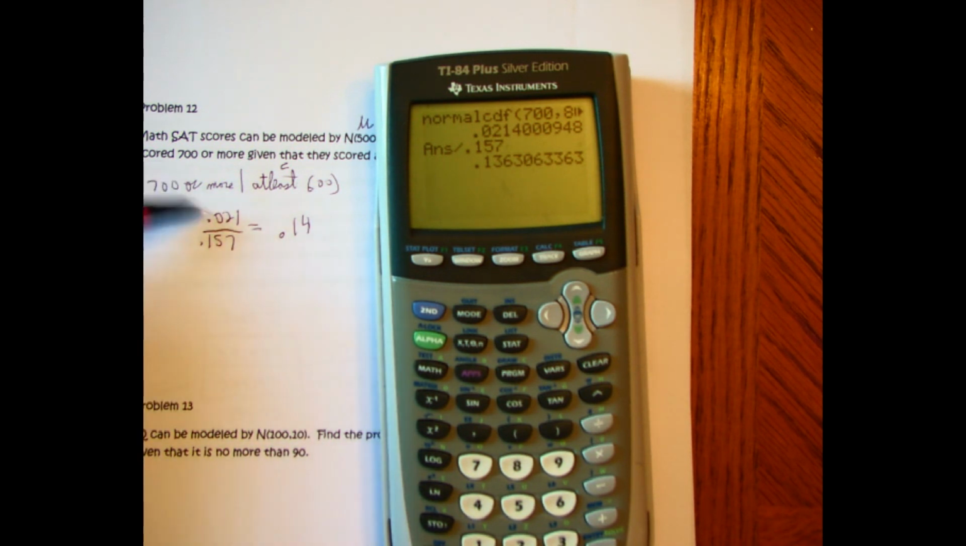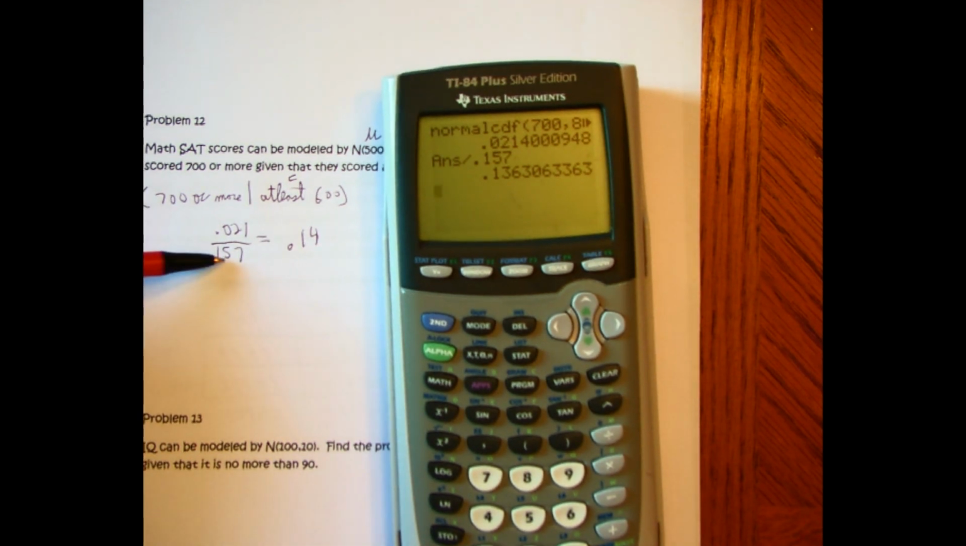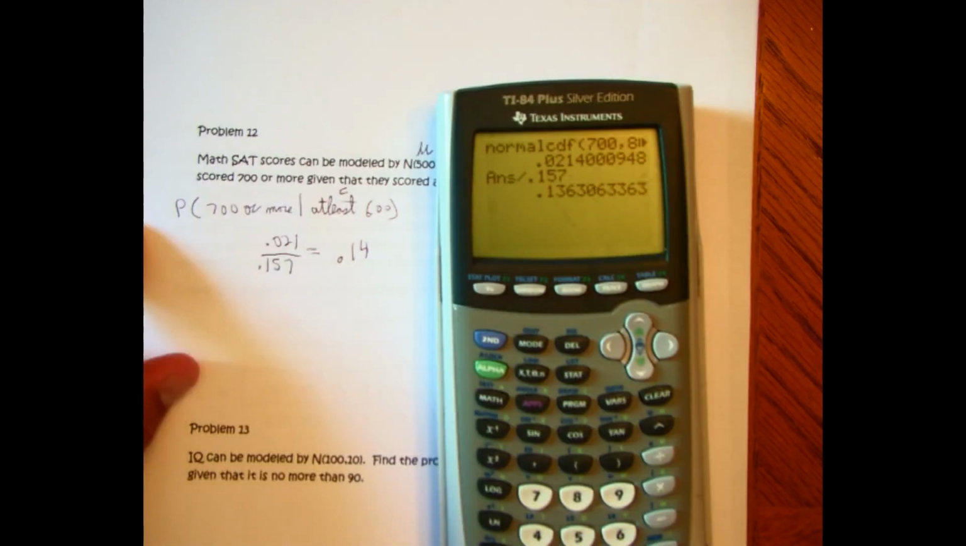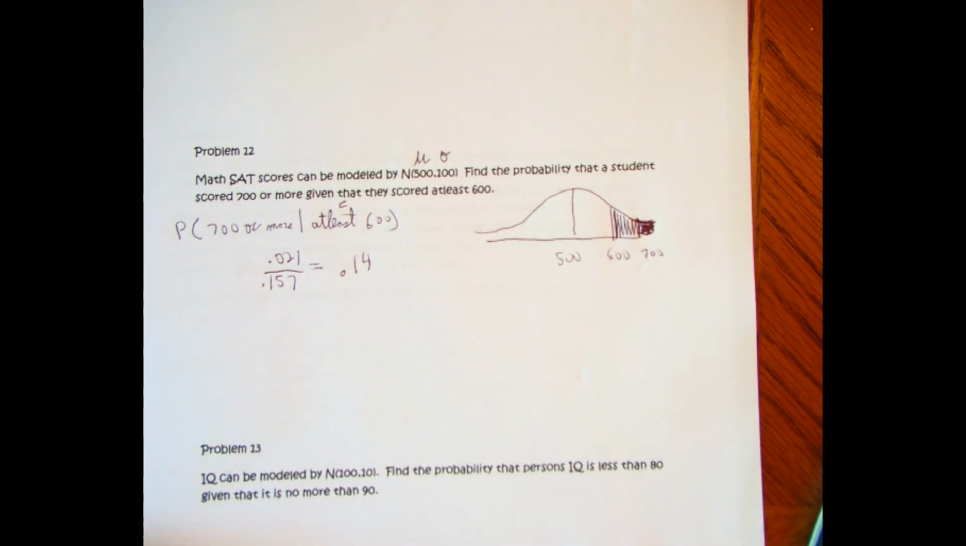Okay. This 0.021 represents the percent of all students who score 700 or more. This represents the percent of all students who score 600 or more. But of these students that score 600 or more, 14% of those students will score 700 or more. And that's how you would do that problem. So it's best if you draw a picture first. It kind of helps you to understand it.